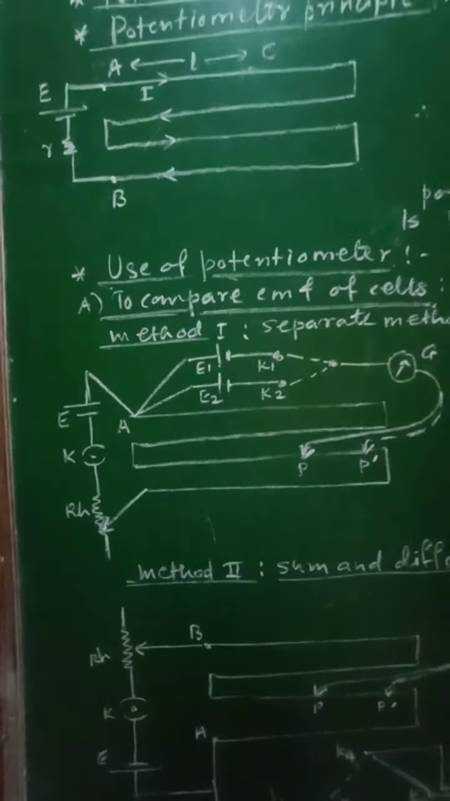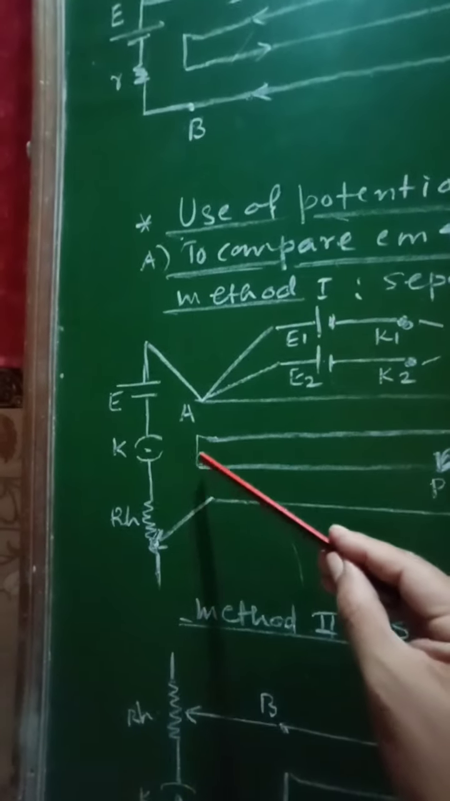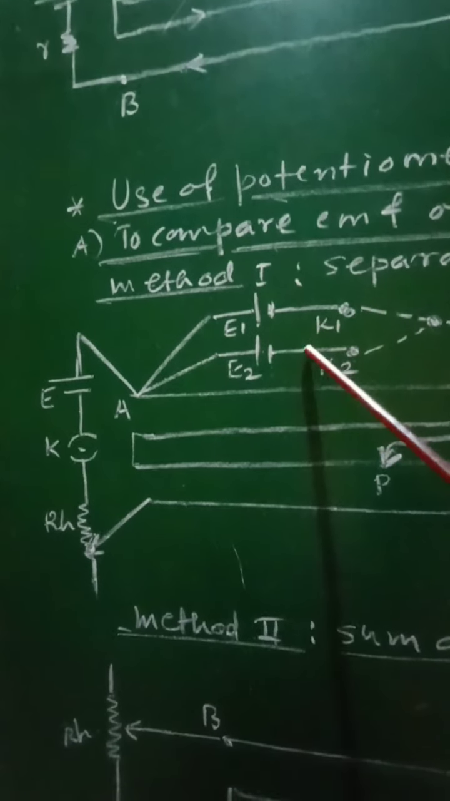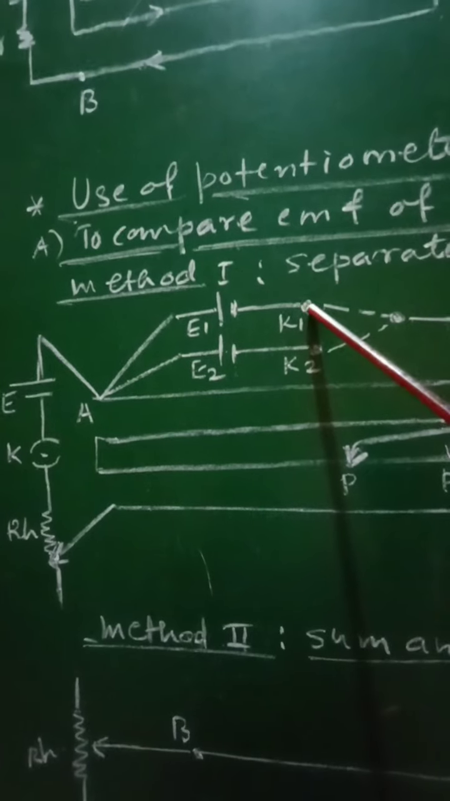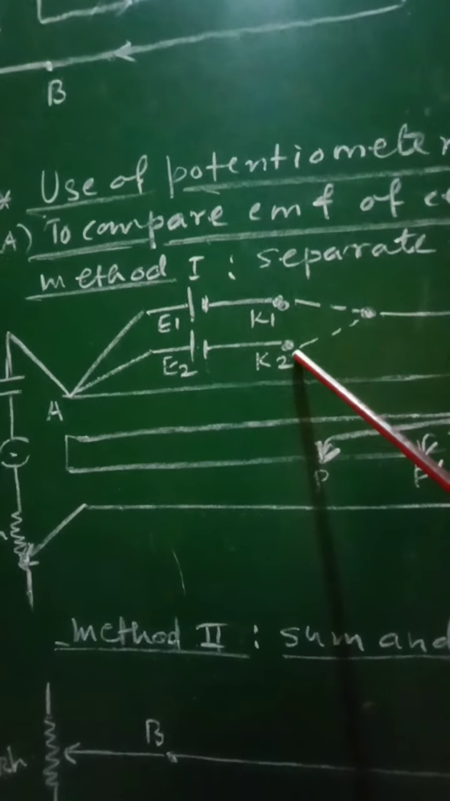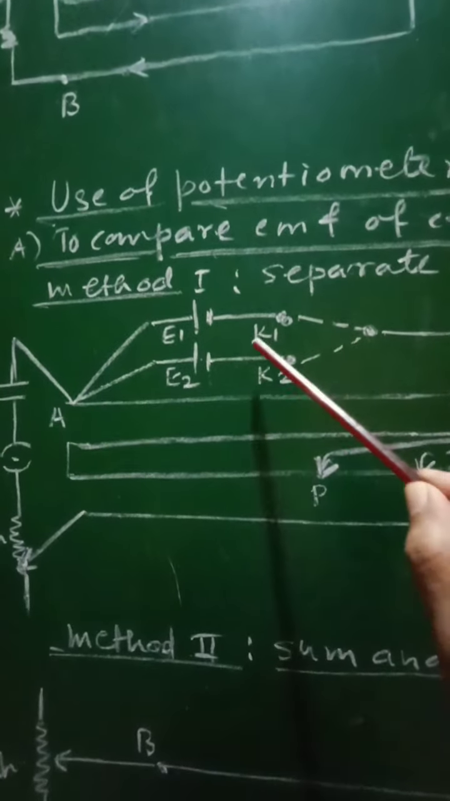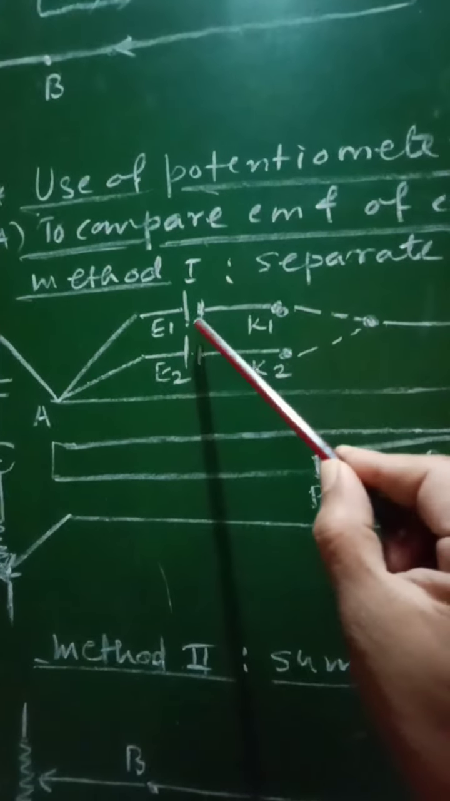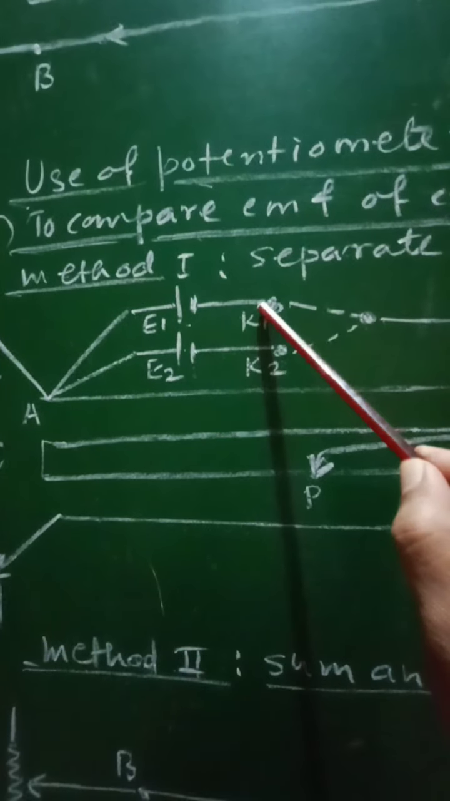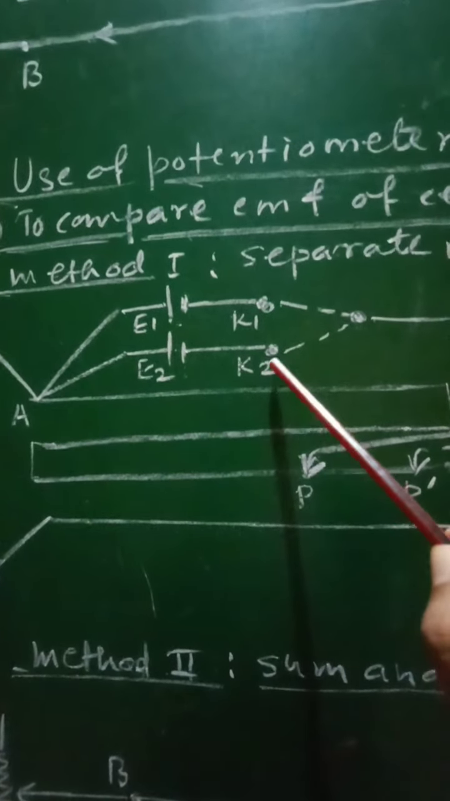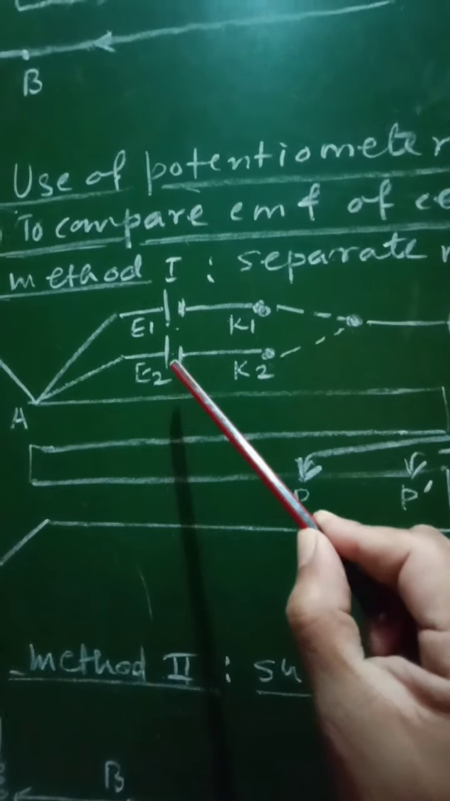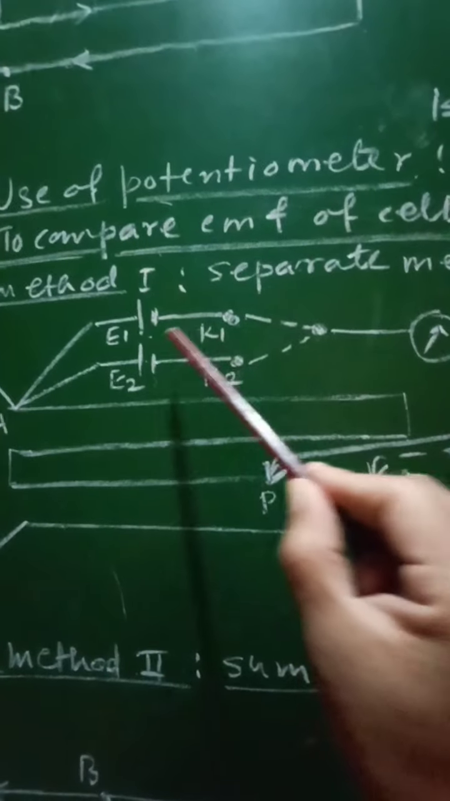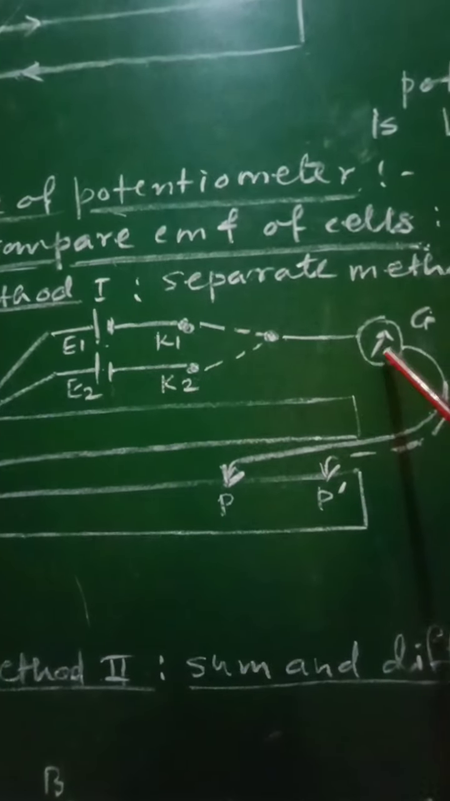So in the first case, key K will be closed so that current will be set up in the circuit. Then at the same time, K1 key will be closed and K2 will be kept open, so that as K1 is closed, current will be passed through this cell E1, that is E1 cell will be in the circuit. But as K2 is open, no current will pass through this E2. It will act as open circuit and hence only current will flow through this cell E1 to galvanometer.